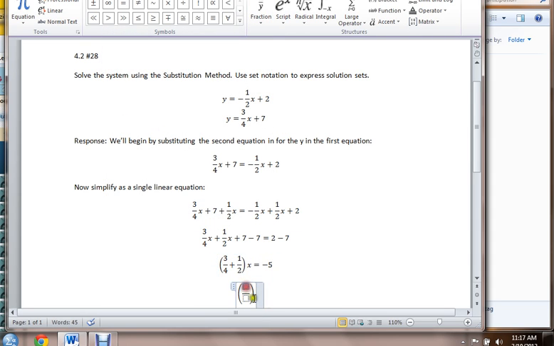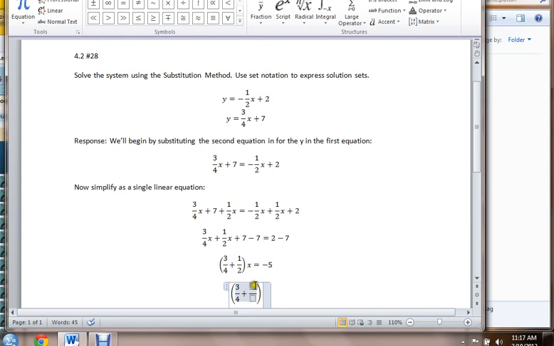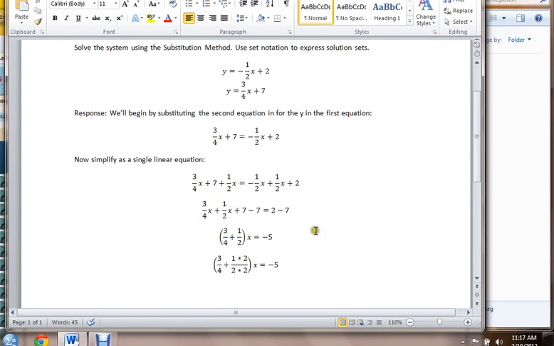Oops, wrong one. 3/4. Now plus, I'm going to write this next one as a fraction with on the top a 1 times 2 and a 2 times 2, which gives us the 4. So I'm showing the operation of getting the common denominator equals minus 5. And on the next line, we'll simplify that to 3/4 plus 2/4, which we could combine together to get 5/4.